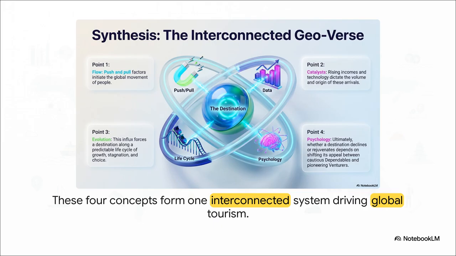So, when you zoom out and look at the whole thing, you realize these aren't just four random ideas. The push and pull, the arrival numbers, the destination's life cycle, and the tourist's mindset, they all fit together. They form this single, elegant, interconnected system that explains how global tourism actually works.